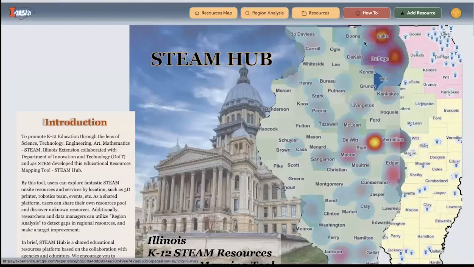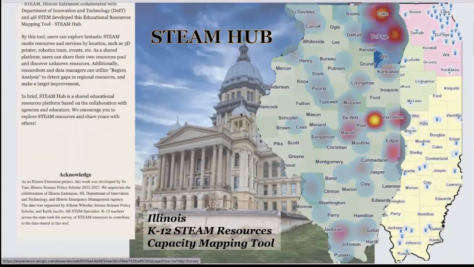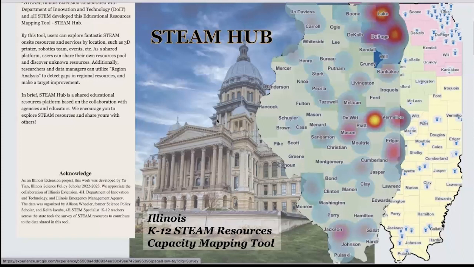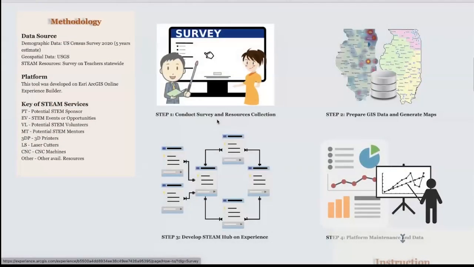So let's start with the how-to page. At the beginning, we provided some introduction. The purpose of this application is to promote K-12 STEAM education. And we also have the acknowledgement. At this moment, I really thank Keith and Allison, who were our former Illinois Science Policy Scholars in 2020. Currently, our data is supported by the survey created by Allison and Keith and their collaboration with the teachers across our state. And the second part is the methodology.